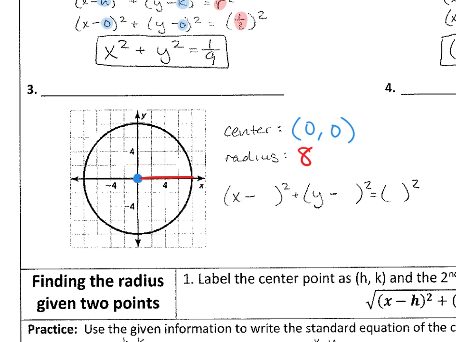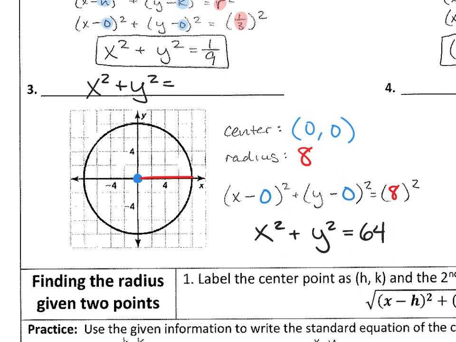So we fill it in. What do I put right here? 0, because that's h. What do I put in the next blank? 0, because that's k. And what do I put in the last blank? 8. We just have to simplify here. What's x minus 0? It's just x. What's y minus 0? Just y. And what's 8 squared? 64. So x squared plus y squared equal to 64 is the equation for this circle. It's centered at the origin and has a radius of 8.